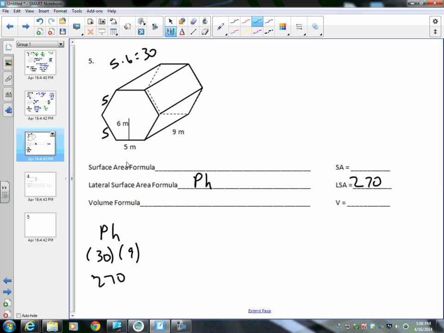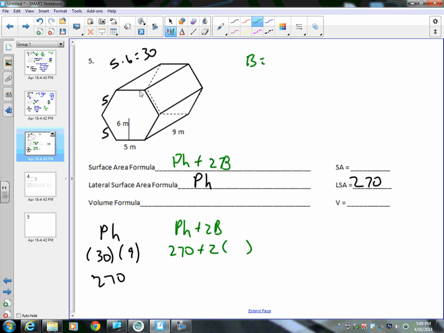Next, let's find the total surface area. Total surface area is, just like before, pH plus 2B. We already know what pH is. We just found it for lateral surface area, so pH is 270. 2 times big B. Again, big B is the area of the base.